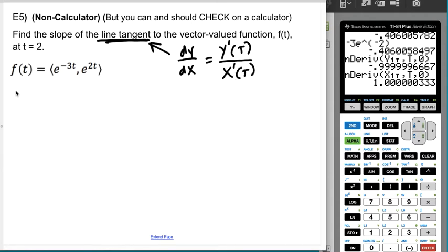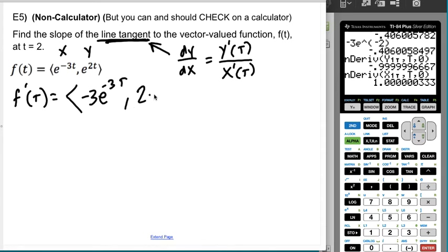So I'm going to do the same thing I've been doing, right? This is my x, this is my y. I'm going to find x prime, I'm going to find y prime, and I'm going to evaluate them at 2. So x prime of t, and actually you can just go ahead and write this as f prime of t if you want, right? So your x prime of t is going to be a negative 3e to the negative 3t, and your y prime is going to be a 2e to the 2t because of those chain rules, right?